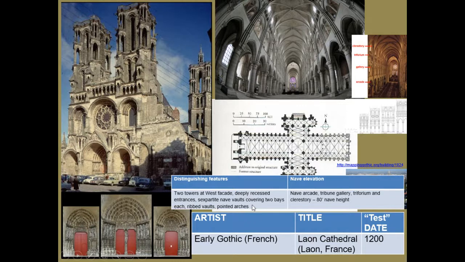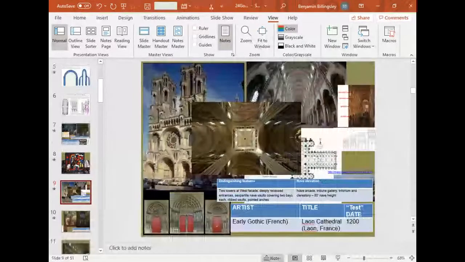The vault system divides into 6 parts, and those 6 parts cover 2 bays each. You'll definitely see rib vaulting with pointed arches. We've got a 4-part elevation: nave arcade, tribune gallery, the triforium, and the clerestory, and we've definitely gotten taller. We're now at an 80-foot height to the highest point on the interior. I wanted you to have a chance to look at this one on the inside too in a different way, so bear with.